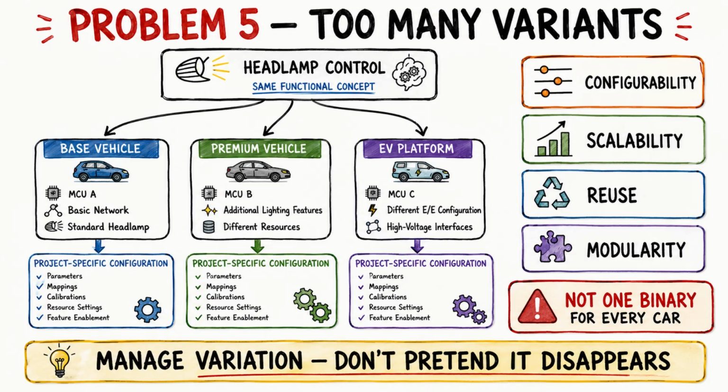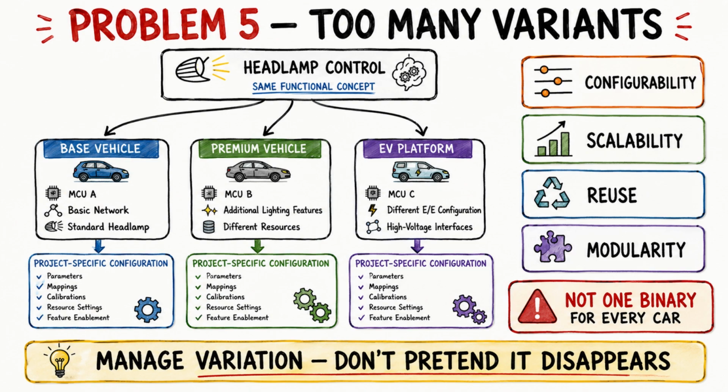The fifth problem is product variance. A manufacturer rarely builds only one ECU configuration forever. There may be several vehicle lines, trim levels, hardware revisions, and feature combinations. The same functional concept may need to operate with different available resources.